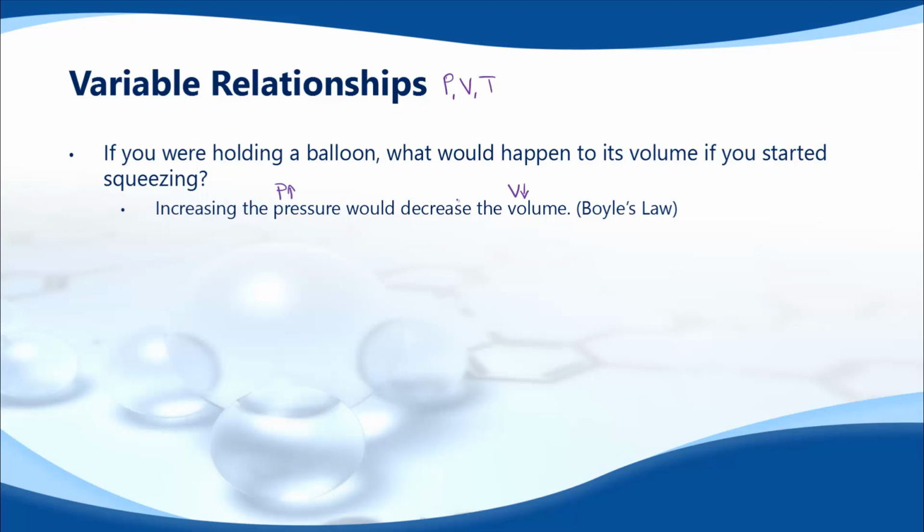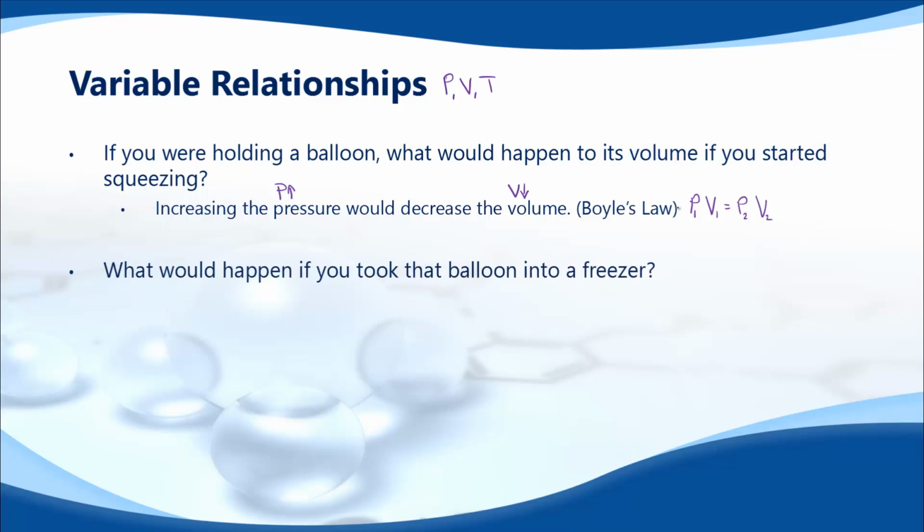This is what's called an inversely proportional relationship. This is the description of Boyle's law. Now, the equation for Boyle's law is P1 V1 equals P2 V2. So pressure times volume initially equals pressure times volume final. This is how you write the equation for things that are inversely proportional. So that's our first gas law. Now let's take our same balloon, and instead of squeezing it, we're just going to take it and put it in a freezer for a little while.